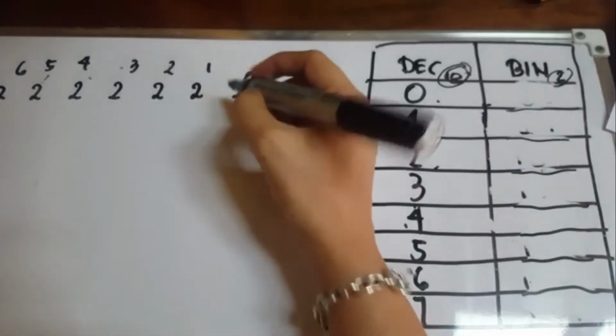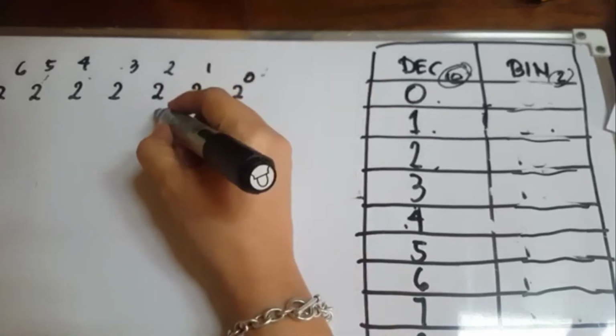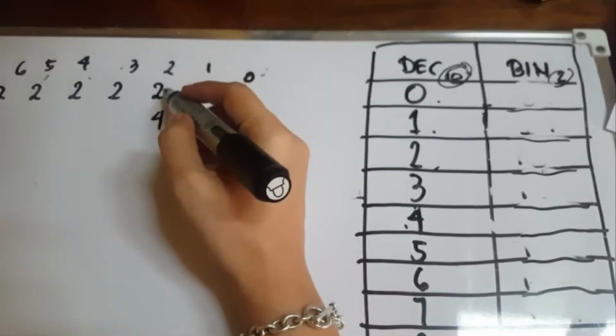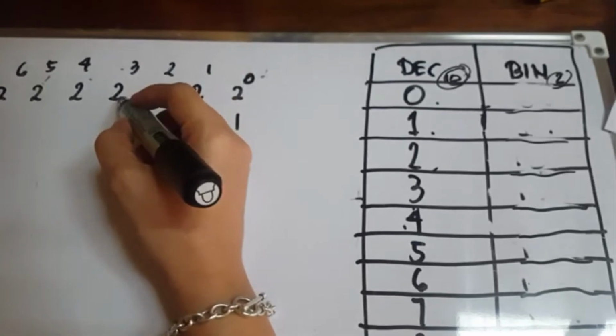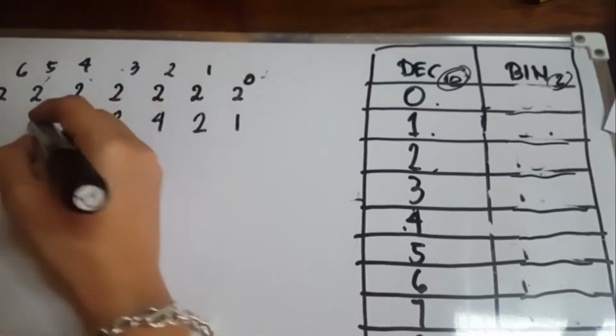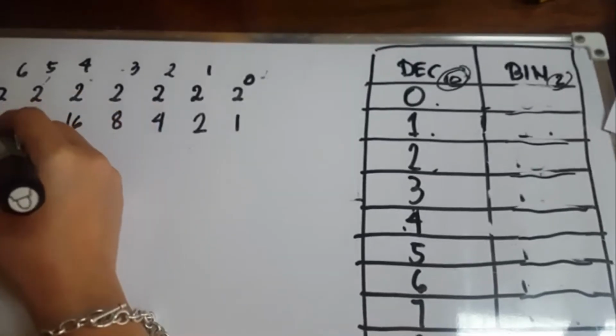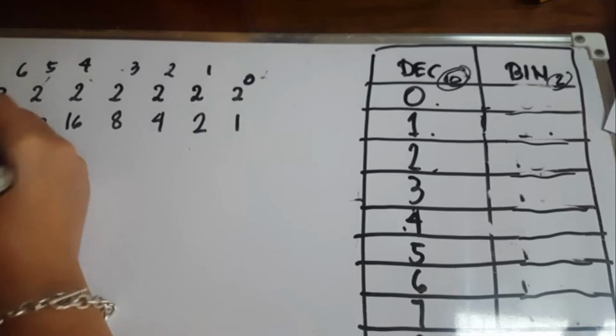When we get the values for these in decimal, this will be 1, this will be 2, this will be 4, because 2 to the power of 2 is 4, and 2 to the power of 3 is 8, then we have 16, 32, 64, and 128.